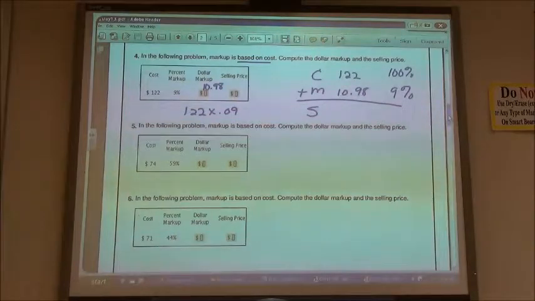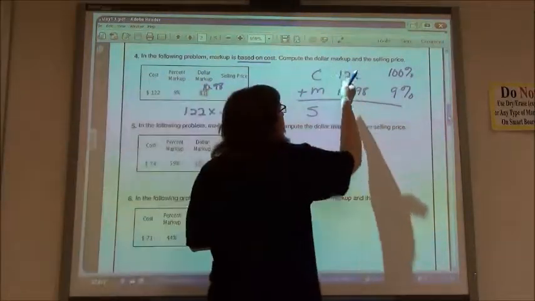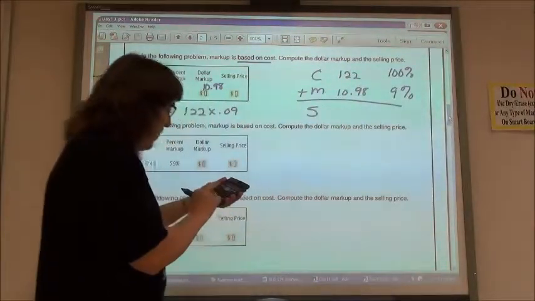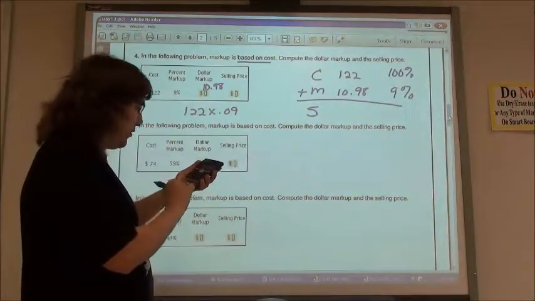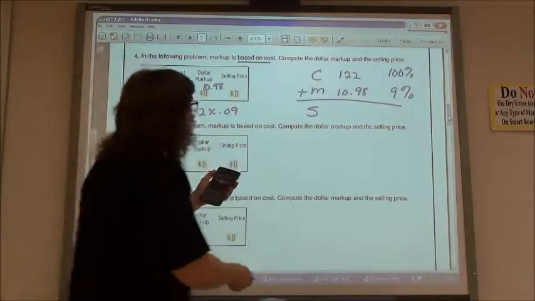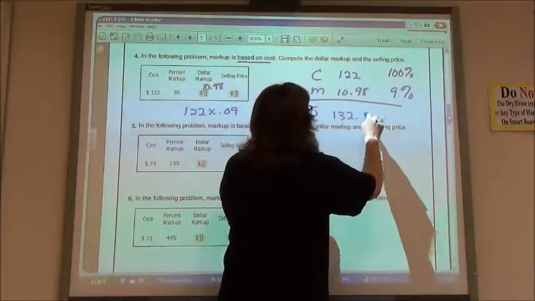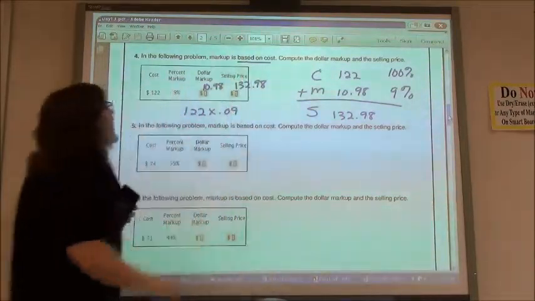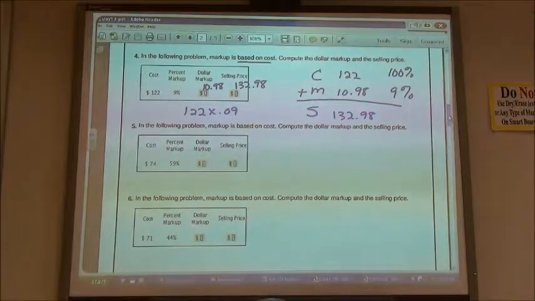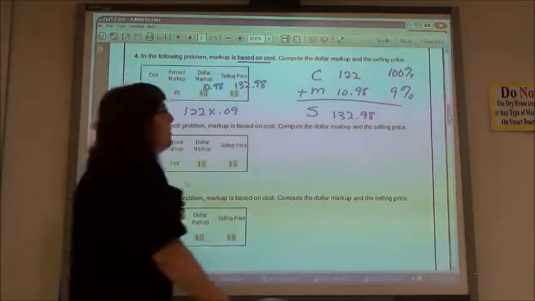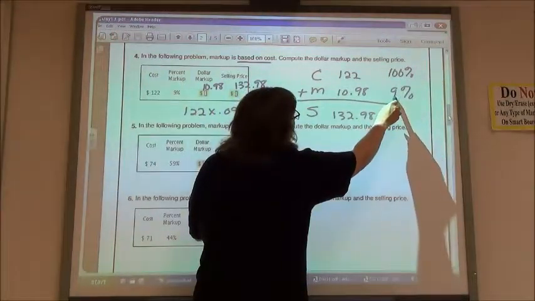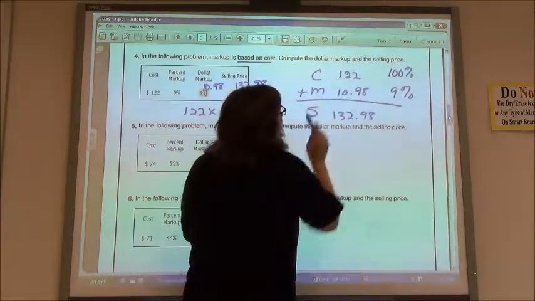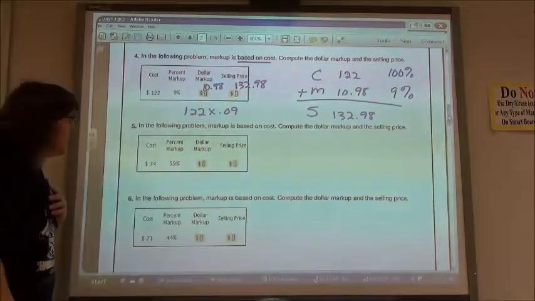So if I marked it up by $10.98, if I'm going to find my selling price, I'm just going to add those two values together. So if I take 122 plus $10.98, my selling price, $132.98. So $132.98 is how much I'm going to sell that item for. So my percent is based on the cost, so 9% of the 122 is the $10.98.